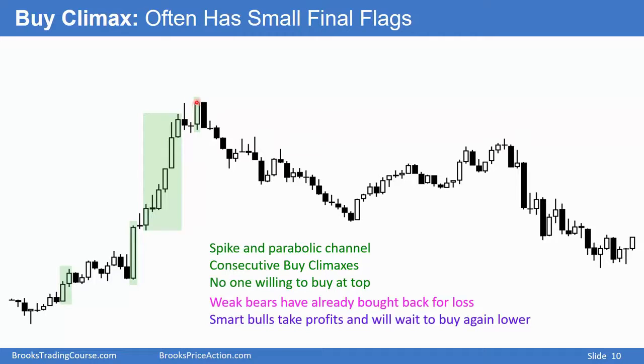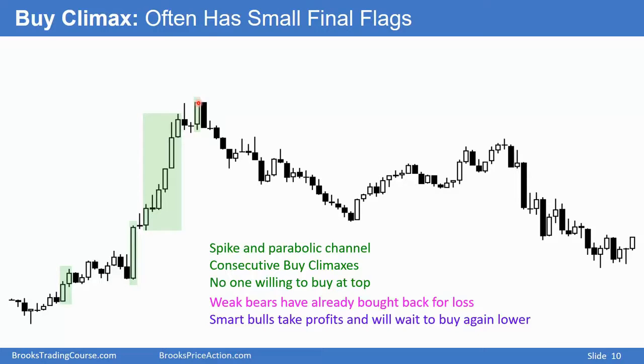They'll start selling bull closes, confident that the bull trend will not go much further after so many buy climaxes and without much of a pullback. The smart bulls, they're taking profits. They understand what's going on. Consecutive buy climaxes, a pullback. This could be the final bull flag. They're going to use this close to take profits.